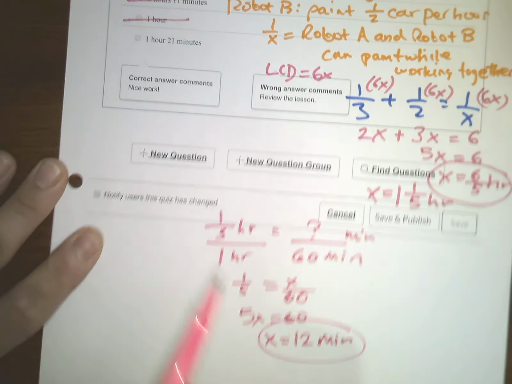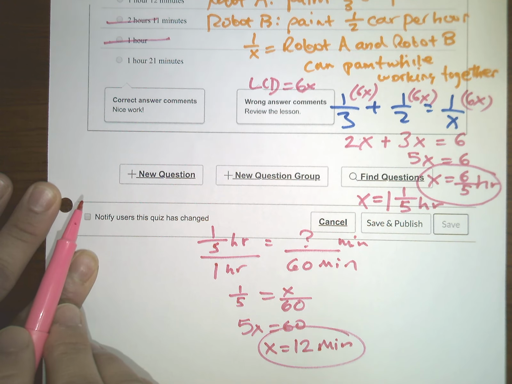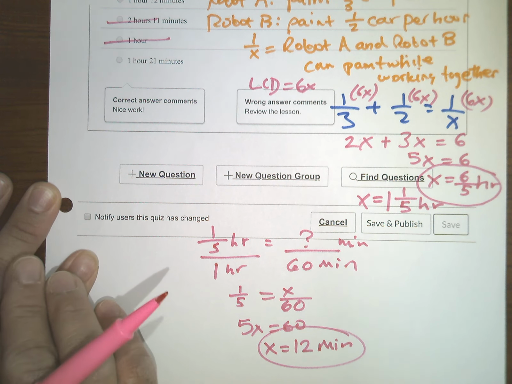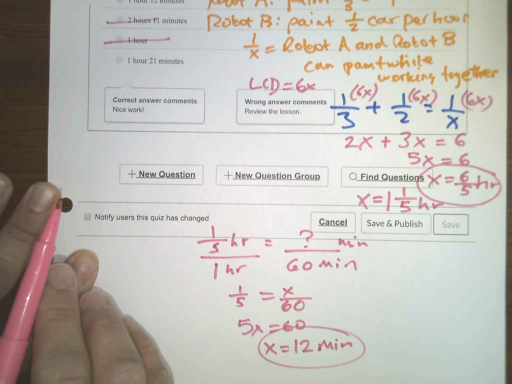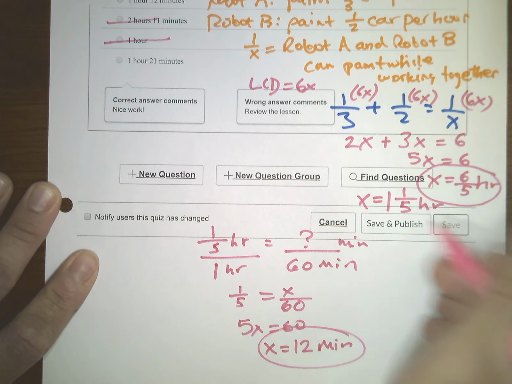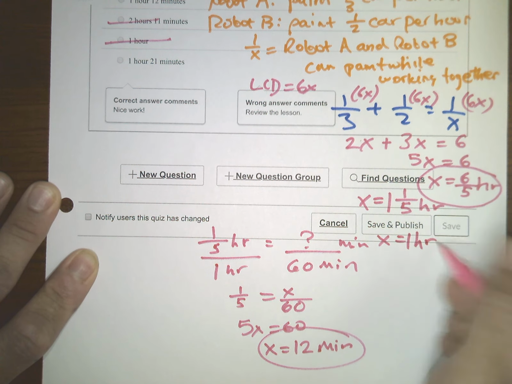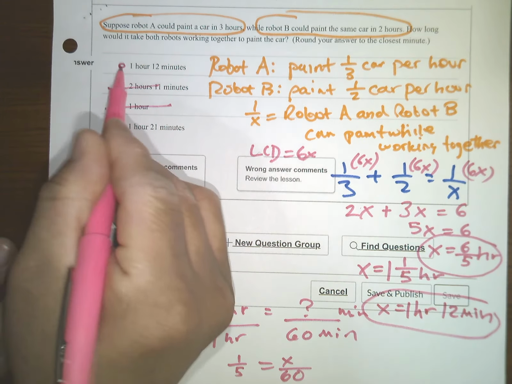So that means that how fast the robots could get it done when working together would be 1 hour and 12 minutes. So this 1 and 1/5 of an hour is actually 1 hour and then 12 minutes longer. All right, so there is our answer.